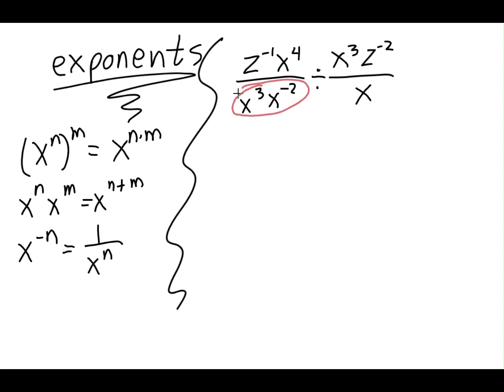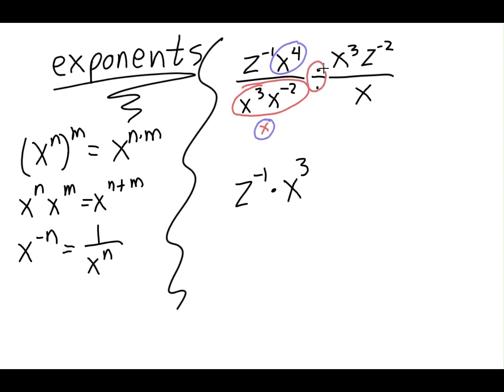So this x cubed times x to the negative 2, that's just x. And when I do this x to the 4th divided by x, remember we're going to subtract those powers. So we get power of 1, so 4 minus 1 is 3. So this first fraction is just z to the negative 1 times... Oops, why did I say 3? Nope, it's x to the 3rd.